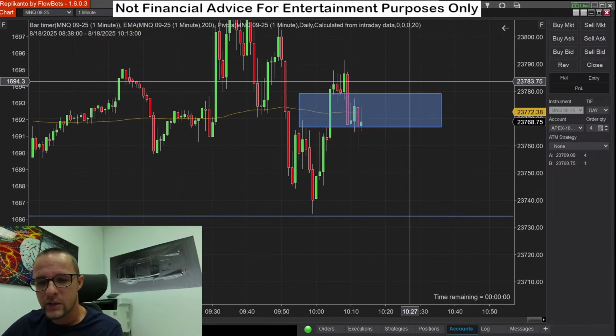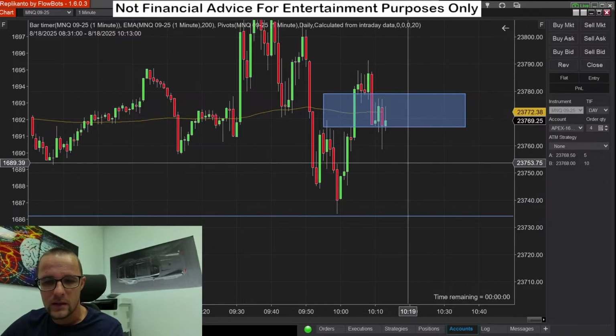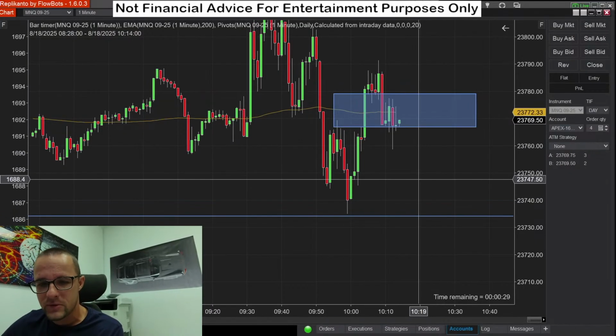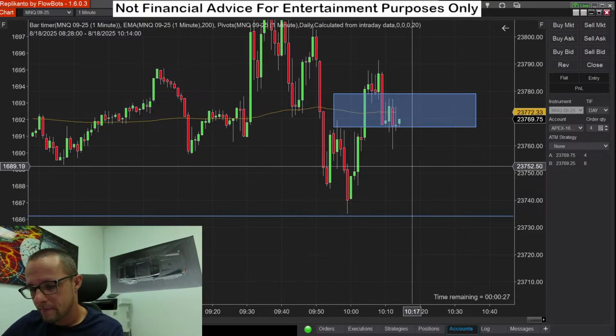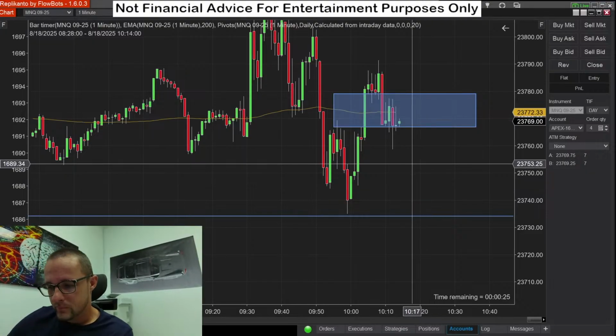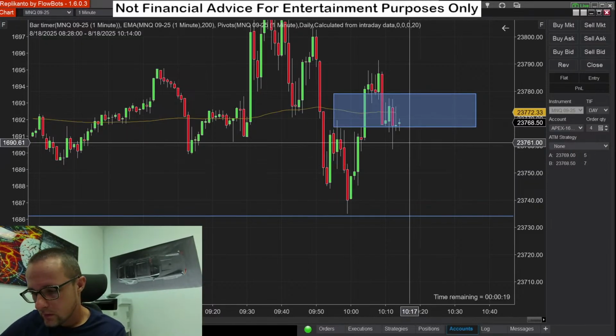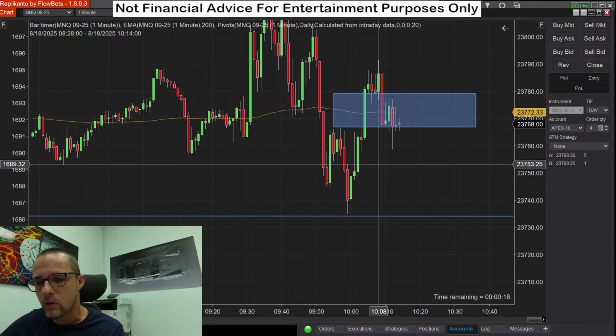This is NQ Futures, and this is NinjaTrader I'm using. I'm using NinjaTrader, and I'm trading with prop firms. Is this on the 5-minute refresh? This right now is the 1-minute chart.